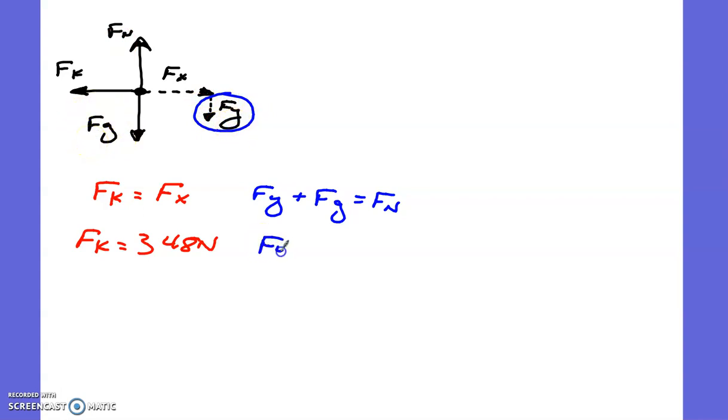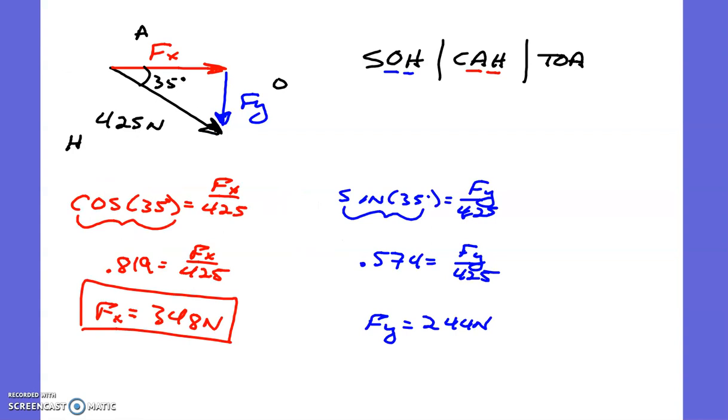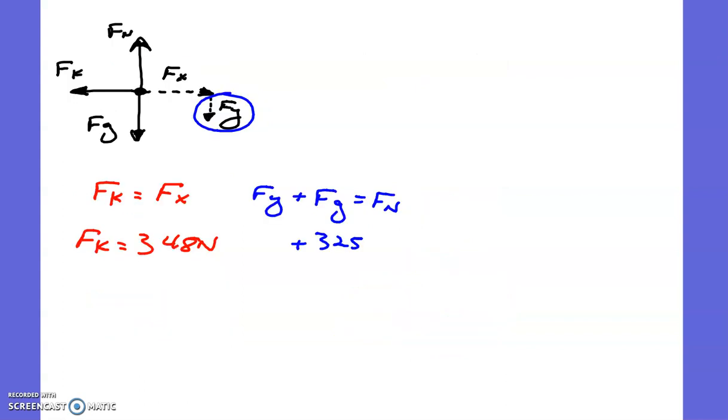So now I can put in my values. I know the gravitational force. It was 325 newtons. And I also know the y component here. We calculated that in the previous part. We saw that it was 244 newtons. And those combined together balance out the normal force. So now I get that the normal force is equal to 569 newtons.